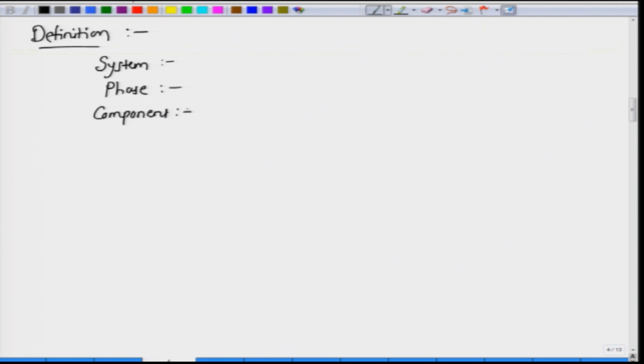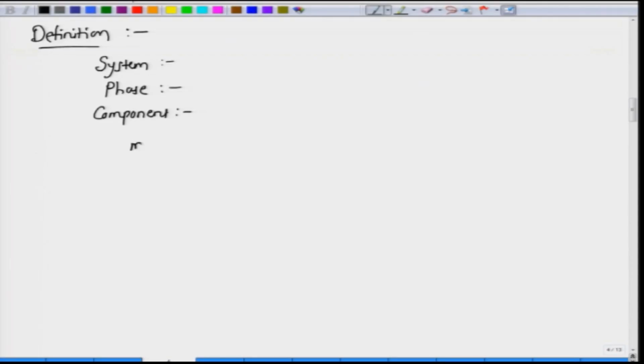And then component. So, we will talk about components a lot. So, component is essentially the elements or the chemical species that constitute the system. Okay. So, the composition of the system or of a phase is expressed in terms of relative amounts of different components in the system, and some of the units are mole fraction or weight fraction, right. These are the relative amounts.